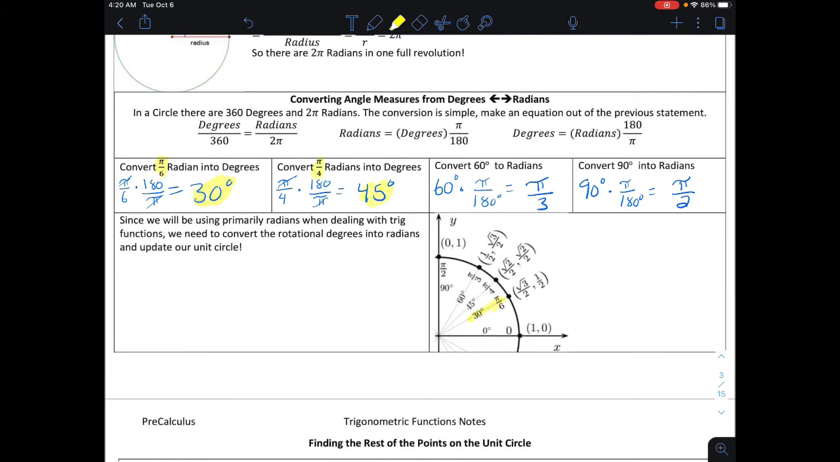45 degrees is the same thing as pi over 4 radians. 60 degrees is pi over 3 radians, and then 90 degrees is pi over 2 radians. So we now have a first quadrant of our unit circle that has terminal points, degrees, and radians.